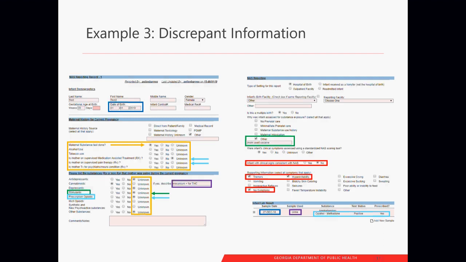The purple is around the cannabinoids pretext note for meconium positive for THC and for the sample used. Only one specimen type is entered, and so I would ask, well, was that supposed to be meconium? Did you accidentally check urine? Is there a second test specimen type that you were trying to enter and just forgot?